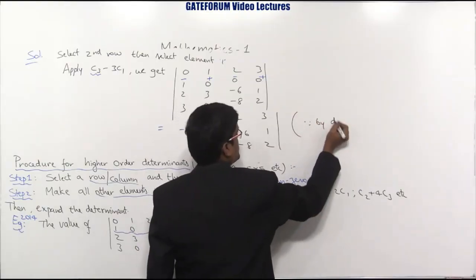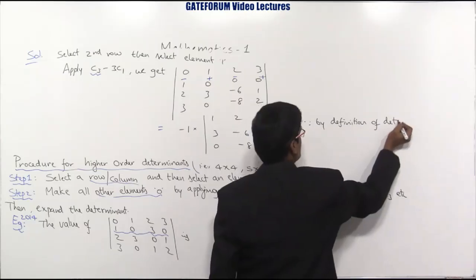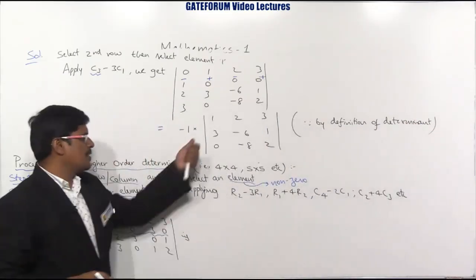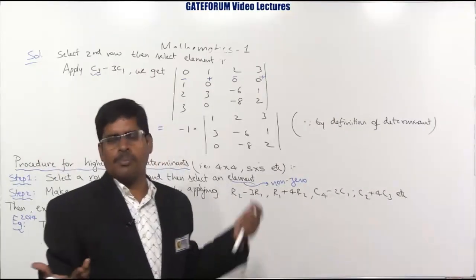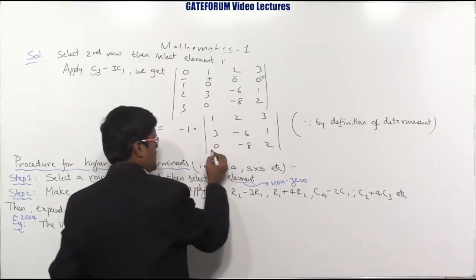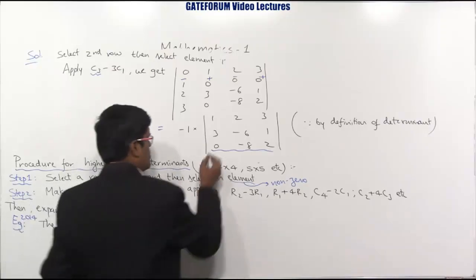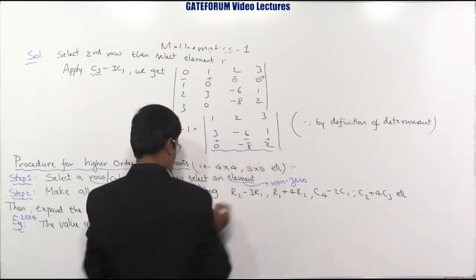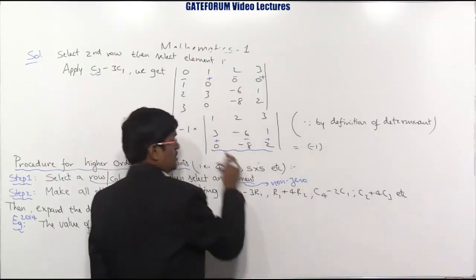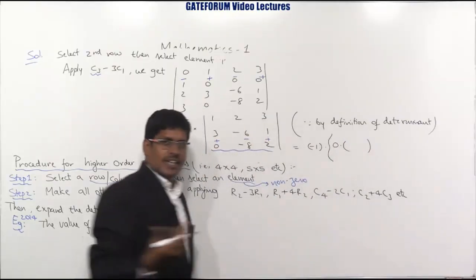Since by the definition of determinant, once you reach a 3 by 3 determinant, you can follow the previous procedure. Once again, I want to expand this 3 by 3 determinant by the last row, because one element is 0 compared to other rows. Signs plus, minus, plus. So it equals -1 into bracket start, 0 into anything is 0.